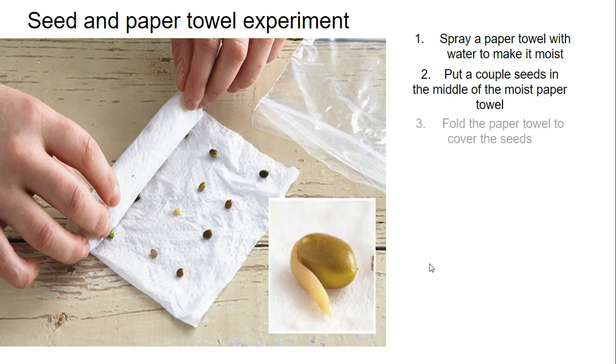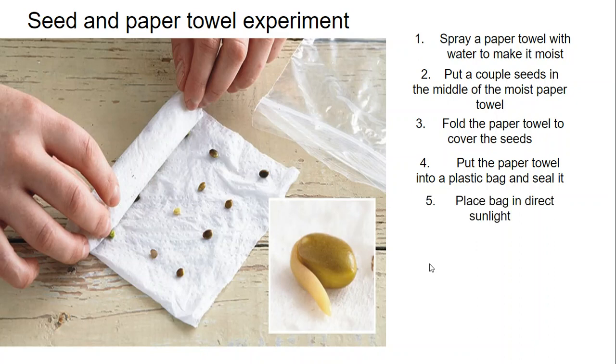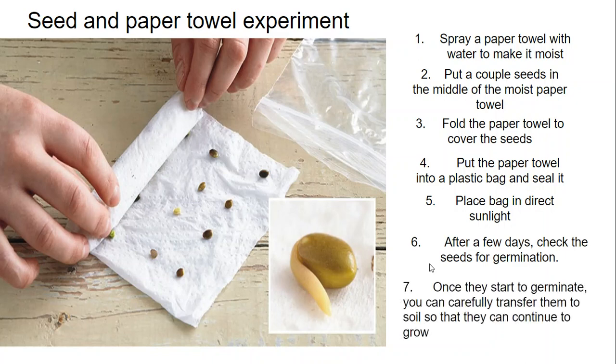Once the seeds are spread out, you will fold the paper towel to cover the seeds and put it into a plastic bag and seal it. Then you will place the bag directly into sunlight and wait a couple days until the seeds begin to germinate. Once you notice them start to germinate, you can carefully transfer them into soil so that they can continue to grow.